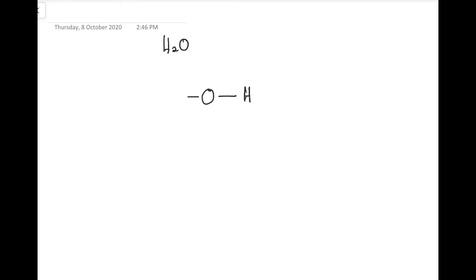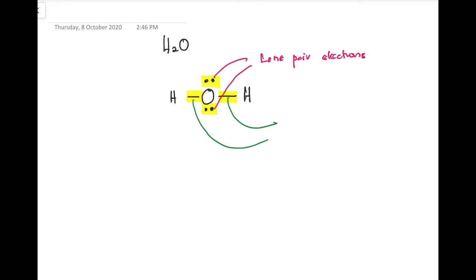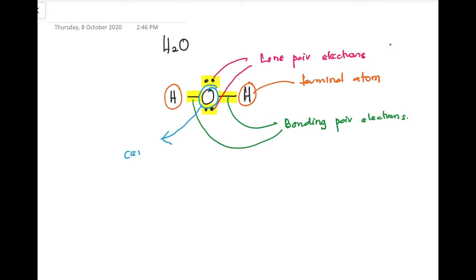So we have oxygen, hydrogen, and this electron or electron pair, we call it a lone pair electron. And for this one, we call this a bonding pair electron. And this one we call a terminal atom. And for this one we call it the central atom. Alright, so this is a basic understanding about one molecule or one Lewis structure.